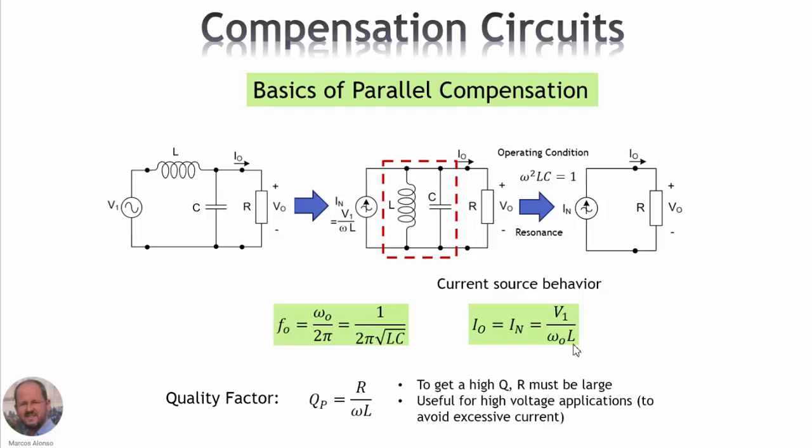So here the behavior is opposite to the behavior of the series compensation. Here the behavior is similar to a current source at the output. In this case of parallel compensation, the quality factor has this expression here. So in order to get a high value of Q, we need a high value of the load resistance R. So the conclusion is that this type of compensation is useful for high voltage applications in order to avoid an excessive current circulating through the circuit.